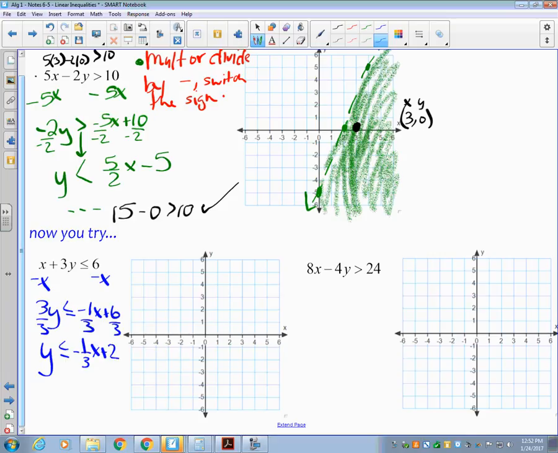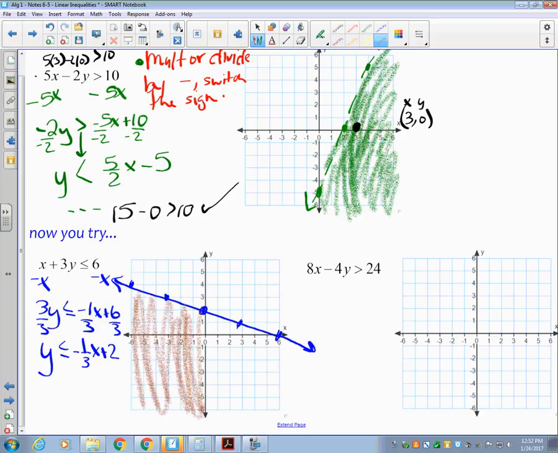Let's go ahead and graph this. We start at positive 2. We go down 1 over 3. We run out of graph and then we go backwards. This one is an equal to, so it's a solid line. And we take our crayon. And we want everything equal to or below, so that's down. Everything down here. Thankfully, 0, 0 is in our feasible region, so let's use that as our test.